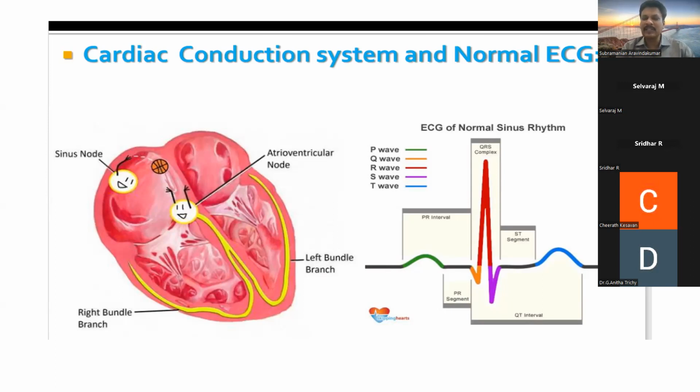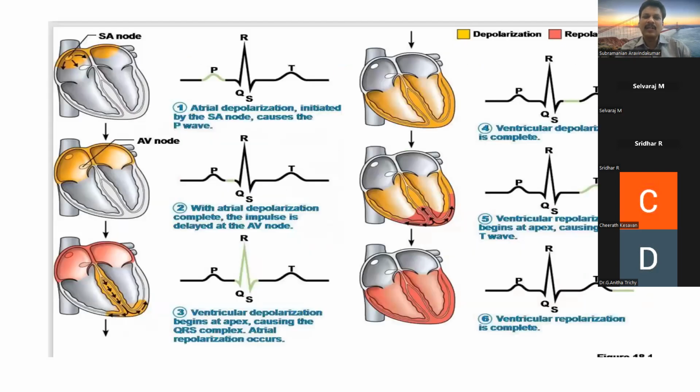Atrial repolarization is merged with the QRS complex, so we cannot see it, whereas ventricular repolarization is seen as the T wave. Now you understand the conduction system and the normal ECG and why the AV nodal delay is very, very important. Sometimes it goes wrong, then we call it an AV partial or complete conduction abnormality, AV block or complete heart block. See here the same thing, the P wave innervates, and see the different color which shows the innervation.